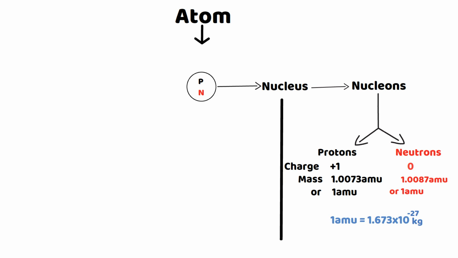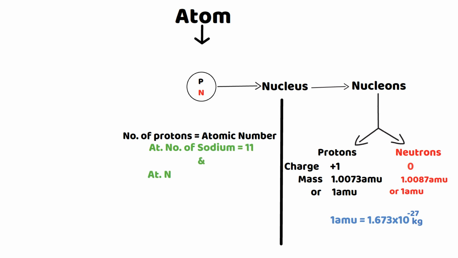Now, the number of protons present in the nucleus of an atom is always called atomic number. For example, if I say the atomic number of sodium is 11, it means there are 11 protons in the nucleus of sodium atom. Similarly, the atomic number of carbon is 6, means there are 6 protons in the nucleus of carbon atom.